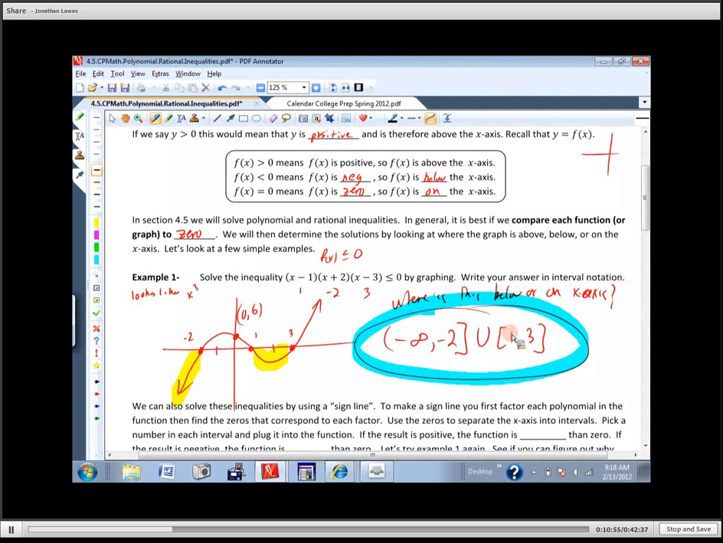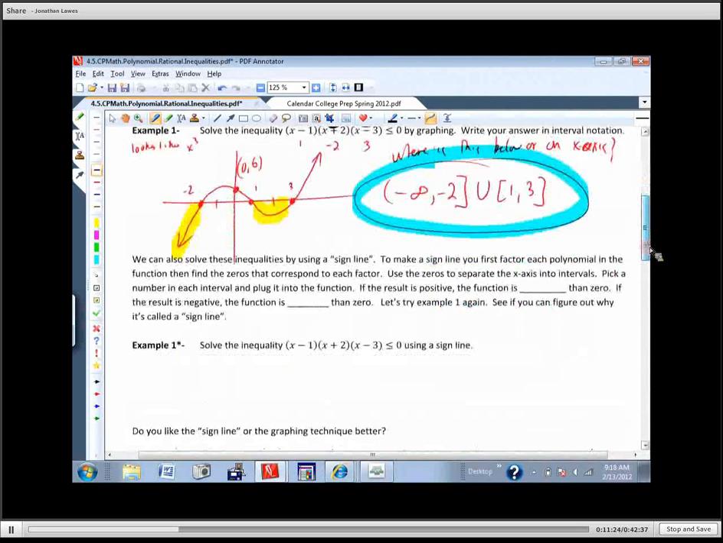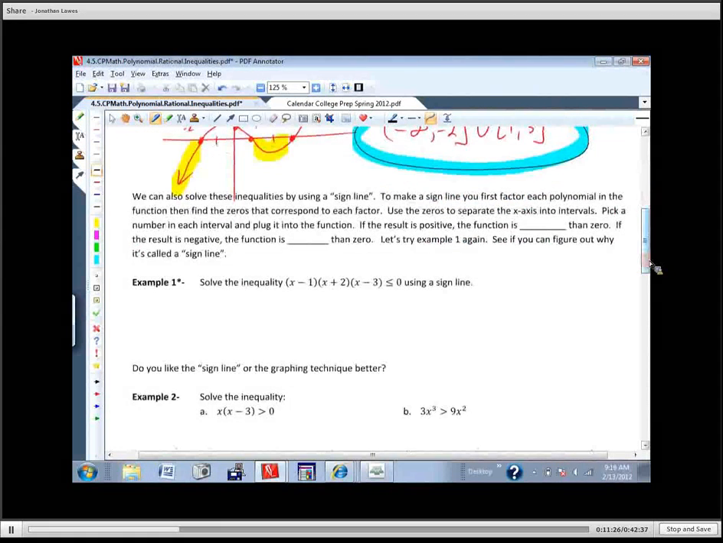Charles, what? 2 is a really easy point to plug in, right? So just watch. If I plug in a 2, this one right here is a positive 1. This one right here is a 4, and this one right here is a negative 1. What's 1 times 4 times negative 1? Negative 4. Is negative 4 less than 0? Absolutely. So it works just fine there. Any questions?